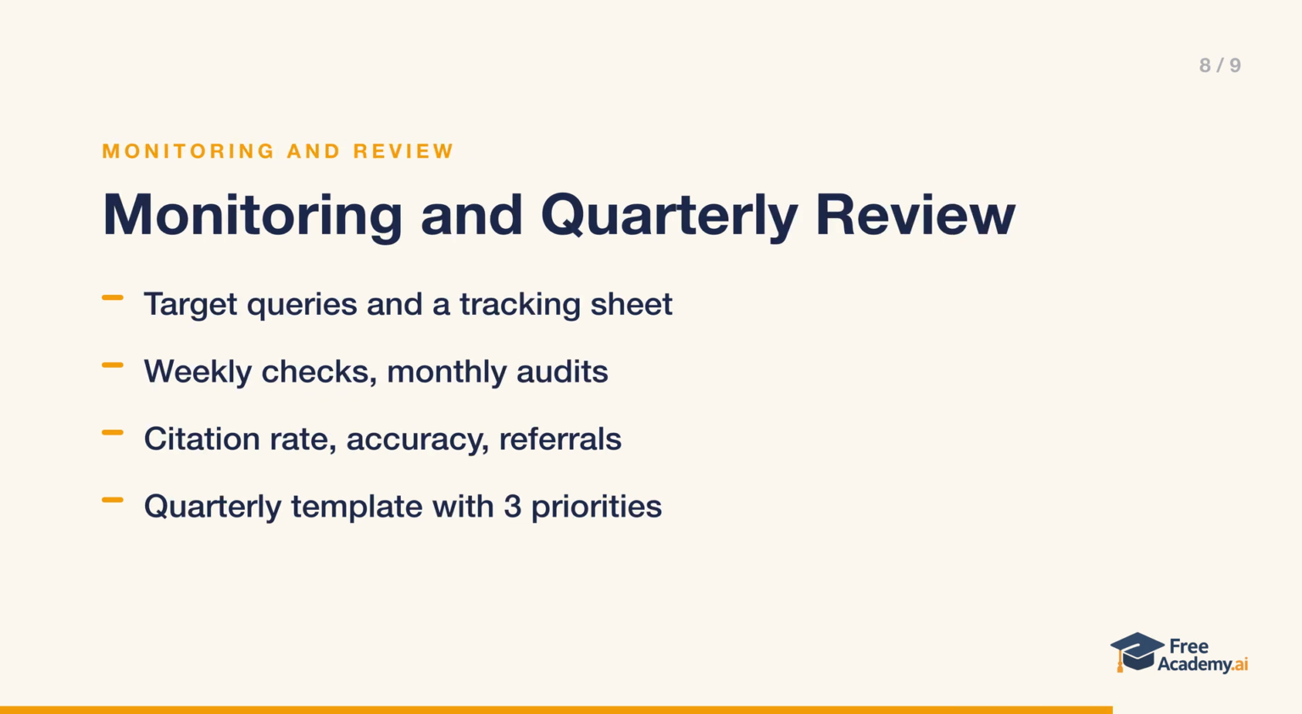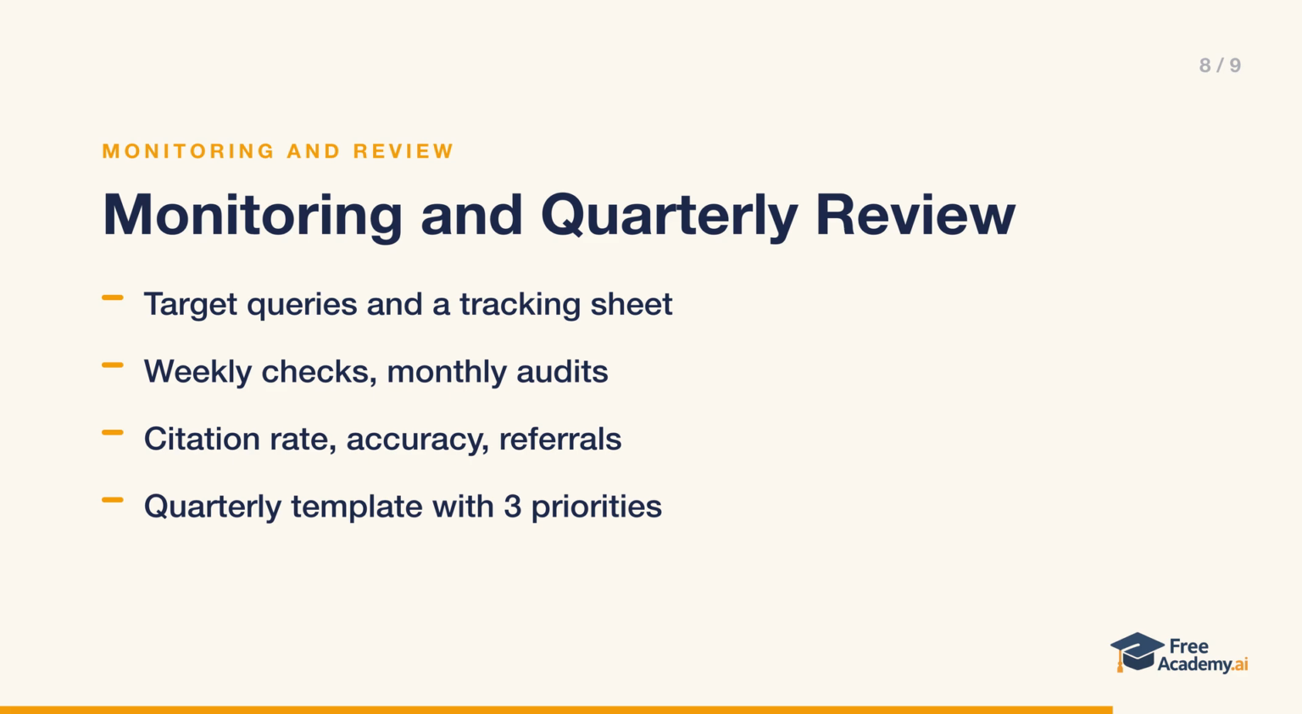You cannot improve what you do not watch, so set up monitoring. Define your target query list, create a tracking spreadsheet, set analytics to track AI referrals, and identify competitive queries. Then keep a rhythm. Weekly checks on priority queries, monthly comprehensive audits, quarterly strategy reviews, and continuous content updates. Track 5 metrics: citation rate, citation accuracy, AI referral traffic, brand mentions, and content coverage.